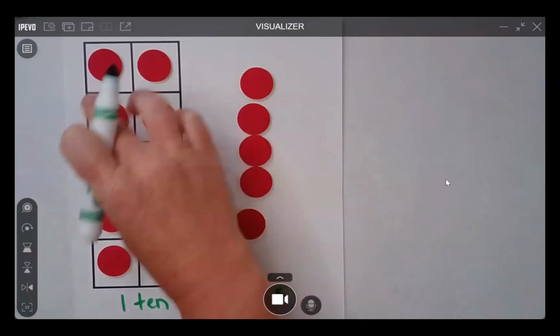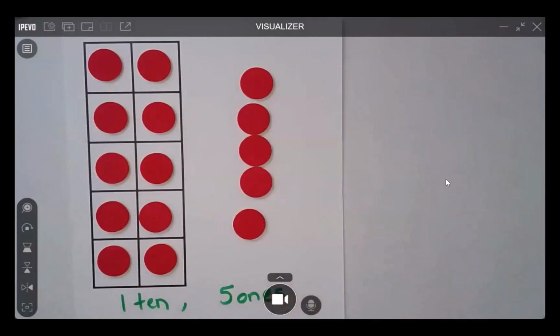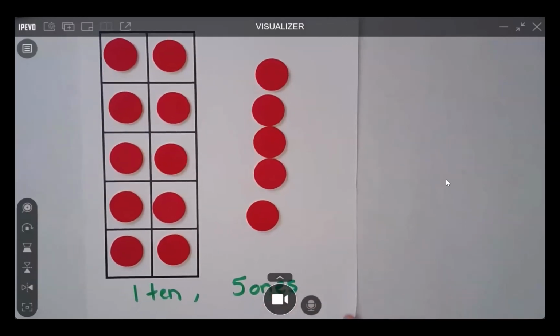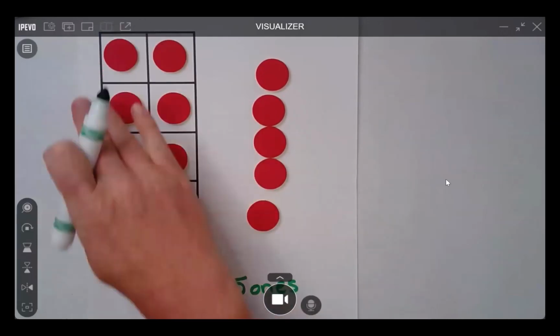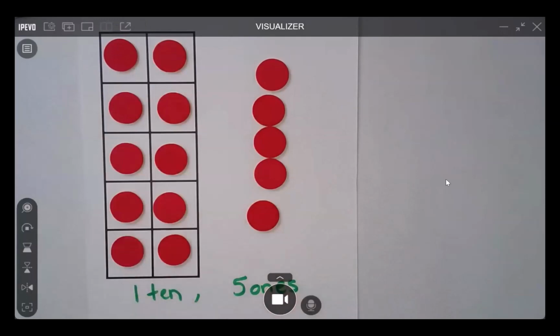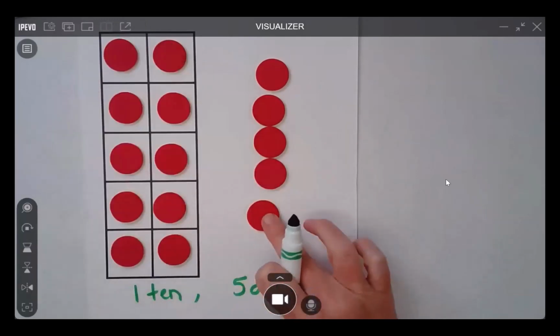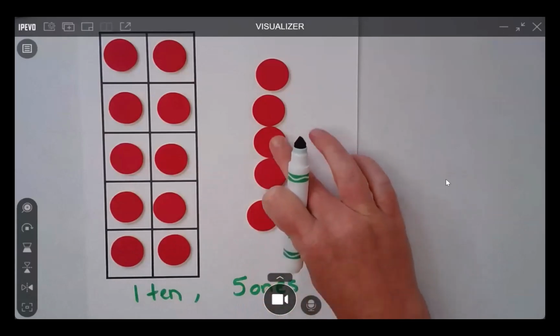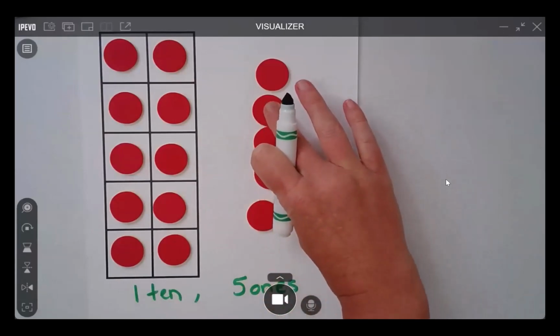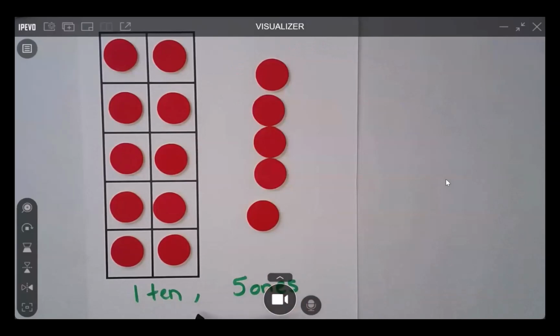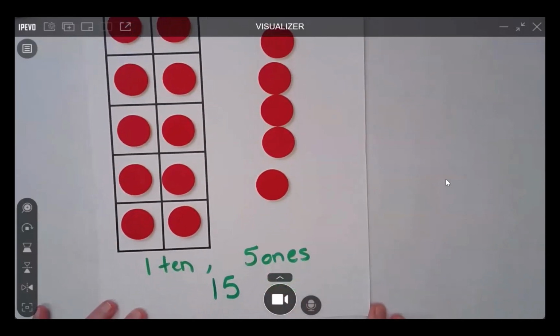So I have 1 10 and 5 ones, but how many counters does that mean I really have? So I'm going to count. When I start counting, I'm going to start at the number 10 because I know that this 10 frame full of counters represents 10. So 10, 11, 12, 13, 14, 15. I have 15 total counters.